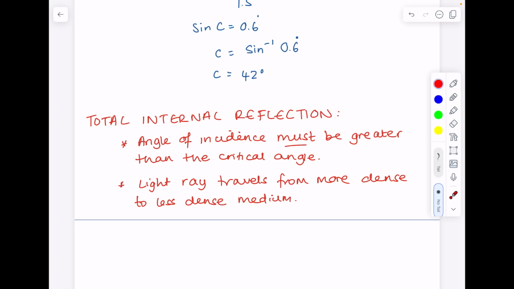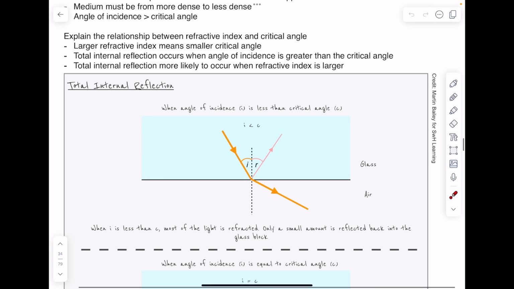If this isn't happening, even if you've got an angle of incidence greater than the critical angle, you won't see total internal reflection occur. So let's look at three different scenarios. The first one is when the angle of incidence is less than the critical angle. We haven't met our requirement for the angle of incidence being greater than the critical angle, so as a result, total internal reflection does not occur. Instead, you get a little bit of internal reflection and mostly refraction, but you don't get total internal reflection. You do get some refraction.